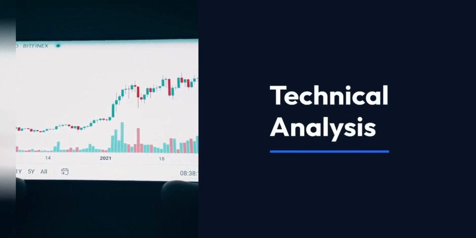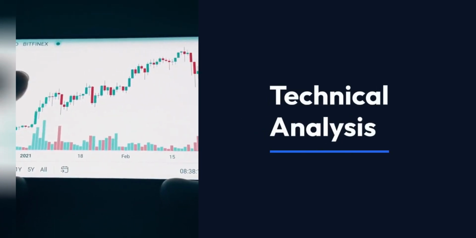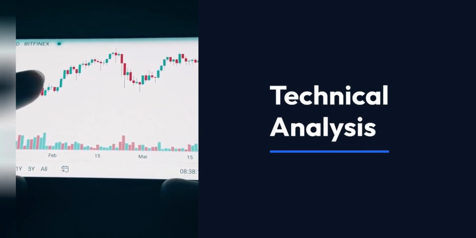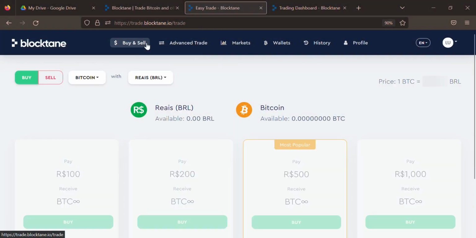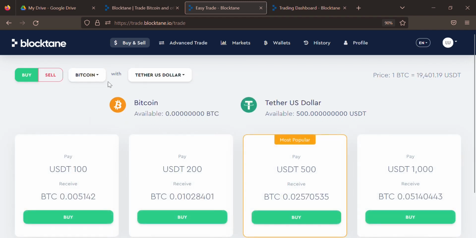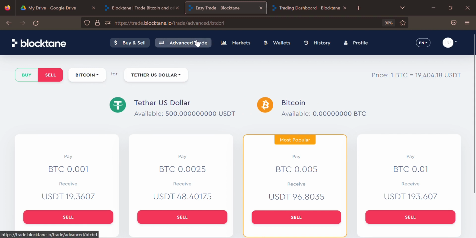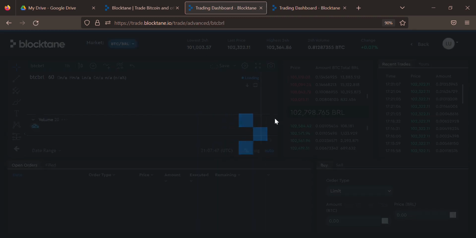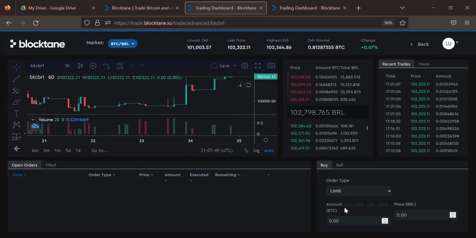Blocktane.io allows users to purchase cryptocurrencies easily and safely. On the platform, trades can be executed using the Easy Buy Sell feature, which immediately executes a buy or sell order. Or they can be completed using the Advanced Trading tab. In this case, orders can be triggered as market orders or limit orders.